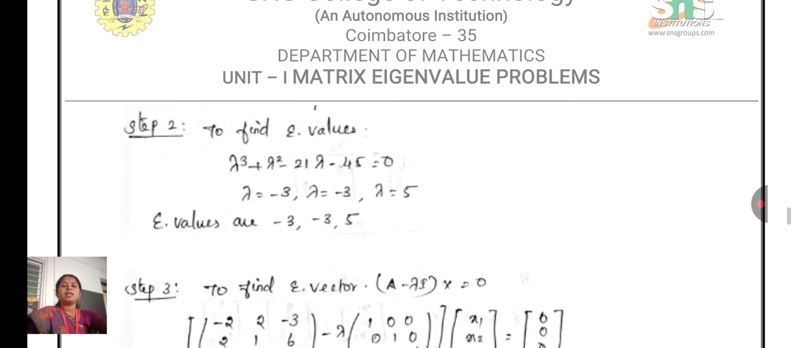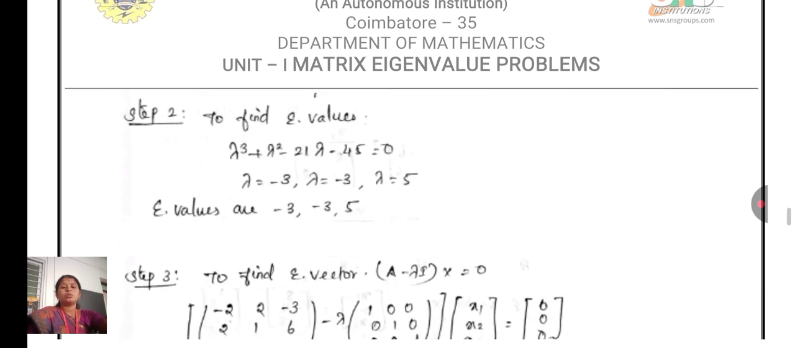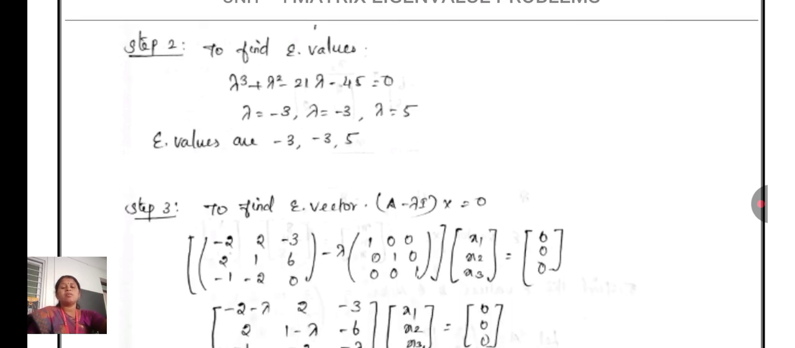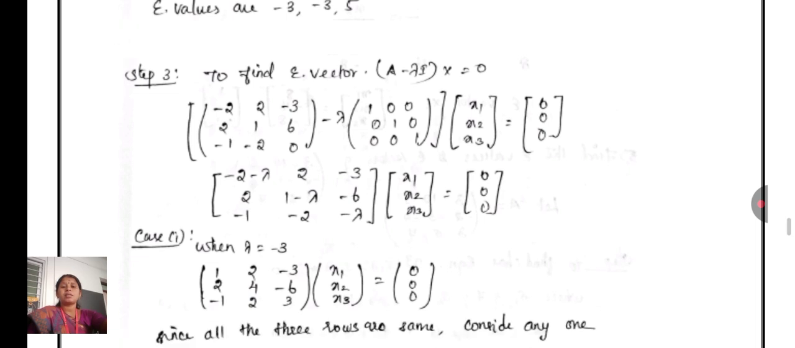In step 2, we find the roots of this characteristic equation, which are named eigenvalues. The eigenvalues of this cubic equation are -3, -3, 5. Since two roots, -3 and -3, are the same and the third value is 5, we go for the second method of finding the eigenvector. As we know, step 3 is finding the eigenvector by using the formula (A minus lambda I) x is equal to 0.